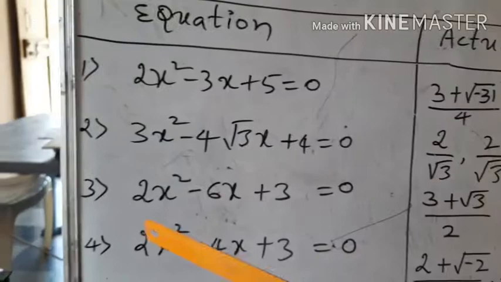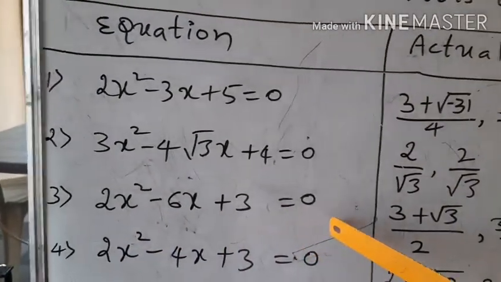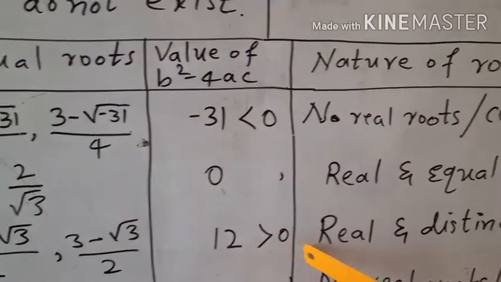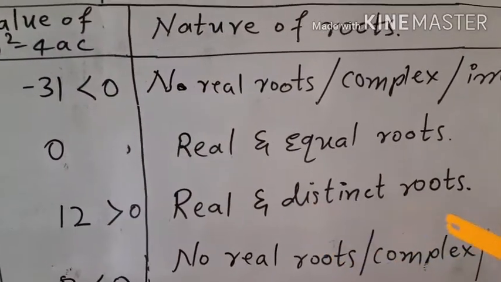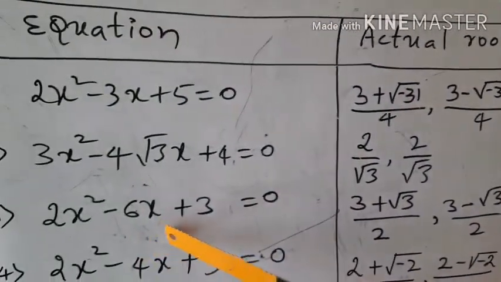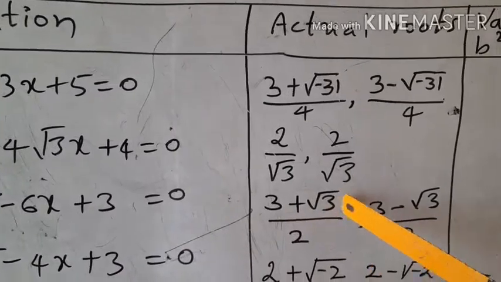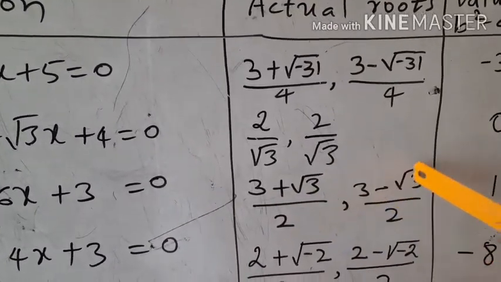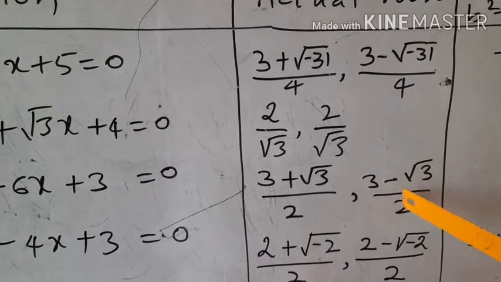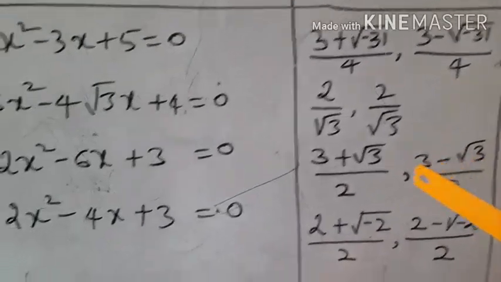And 2x square minus 6x plus 3 is equal to 0 is the equation, and its discriminant value is 12, which is greater than 0. Therefore, the roots must be real and distinct roots. And here we see that this is the equation, and its roots are 3 plus root 3 by 2 and 3 minus root 3 by 2, which are real numbers and distinct numbers. Okay. And lastly, look at this.